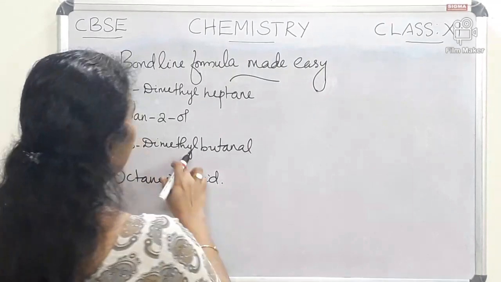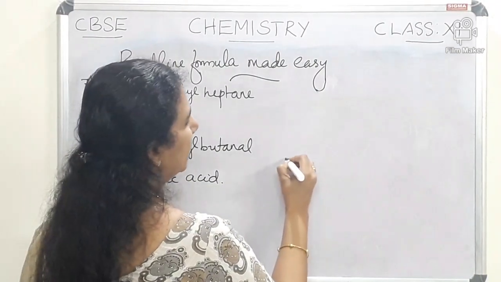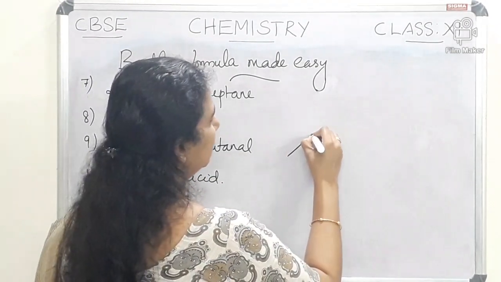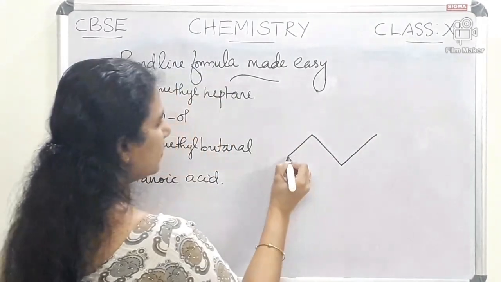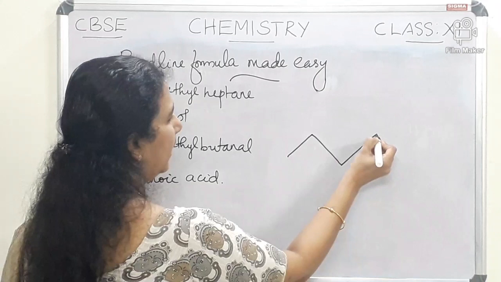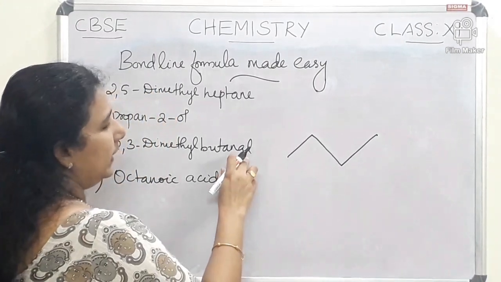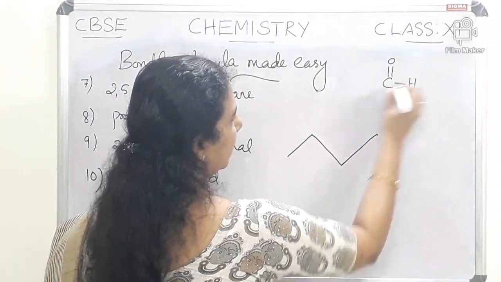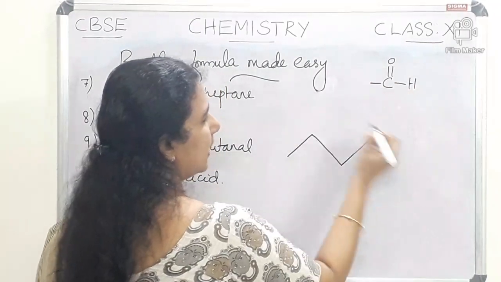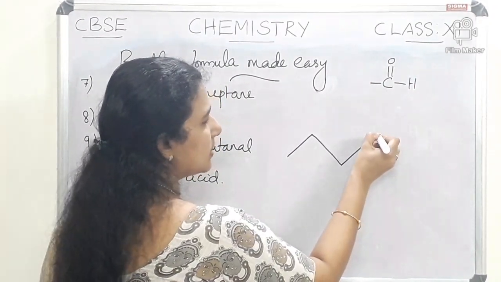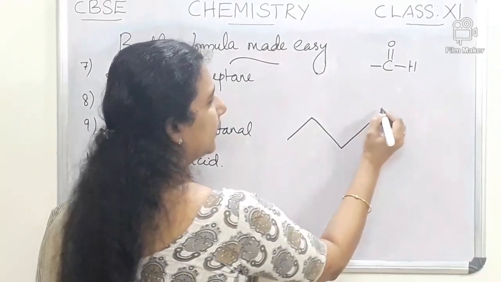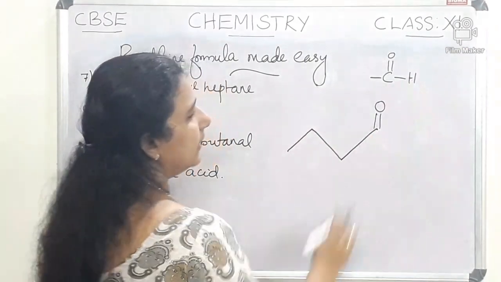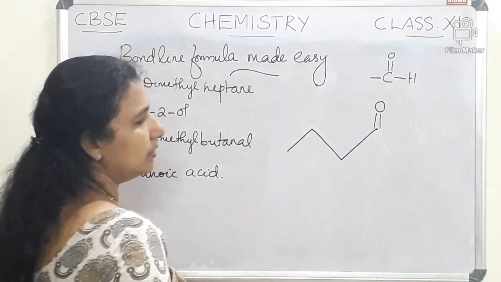Now let us write 2,3-dimethyl butanal. So butanal means 4 carbon atoms. So 1, 2, 3 and 4. Al means that is an aldehyde group. Aldehyde group is C double bond O H. So the position of this C should be here, and there is a double bond O and there is a hydrogen atom that is connected to carbon. So it is not to be shown.